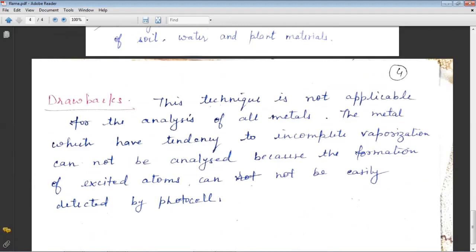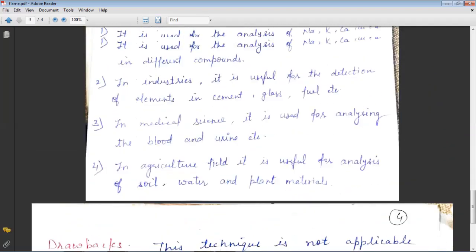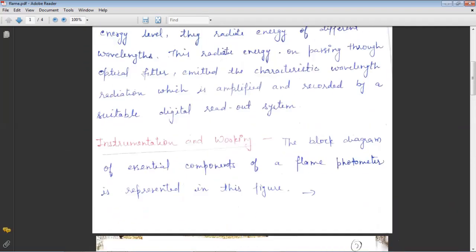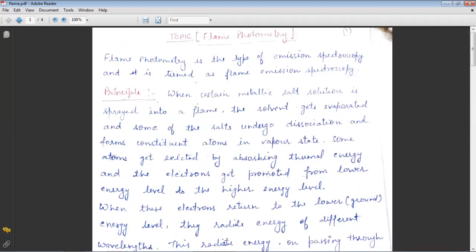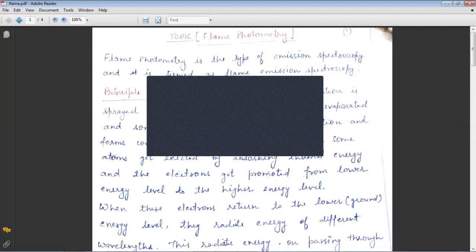So this is the flame photometry topic. It is a very short topic but it is very important. And one more thing, the principle of flame photometry is very important from the exam point of view. So you should prepare the flame photometry topic also.